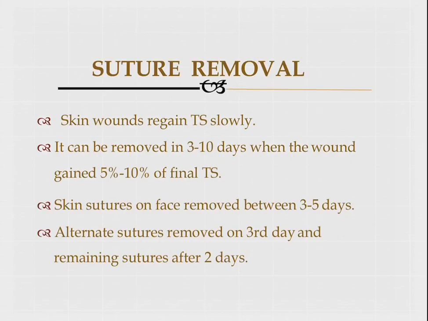Talking about the suture removal, the skin wounds regain the tensile strength slowly. It can be removed in about 3 to 10 days when the wound is gaining about 5 to 10% of the tensile strength. The skin sutures on the face should be removed between 3 to 5 days, whereas the alternate sutures are removed on about the 3rd day and the remaining sutures are removed after 2 more days.